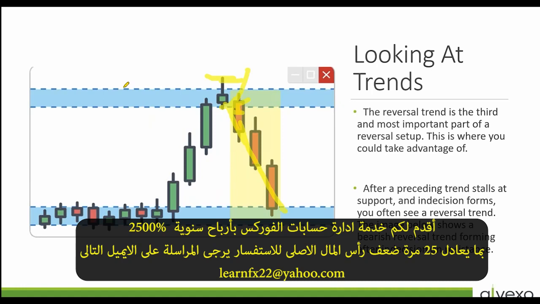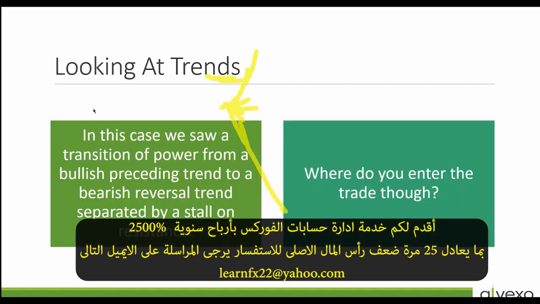So what? Your trade never gets executed. You don't care. You didn't lose any money. You didn't get any money. Trade gets executed, moves in your favor. You made money. Trade moves against you after it fell below your resistance area and you get stopped out, you're perfectly happy because we know that we're always going to suffer small losses. So in this case, we saw a transition of power from a bullish preceding trend to a bearish reversal trend separated by a stall of resistance.